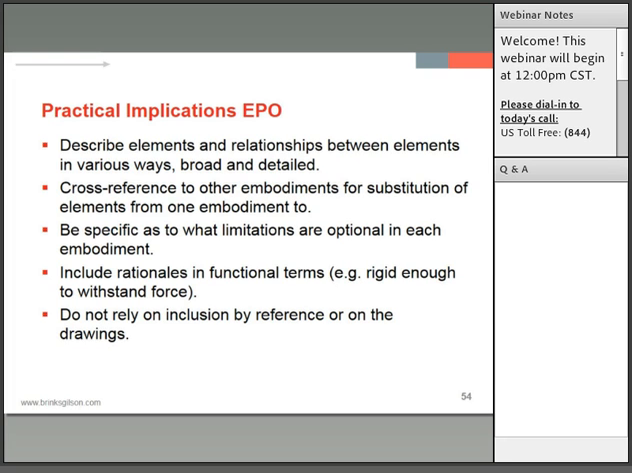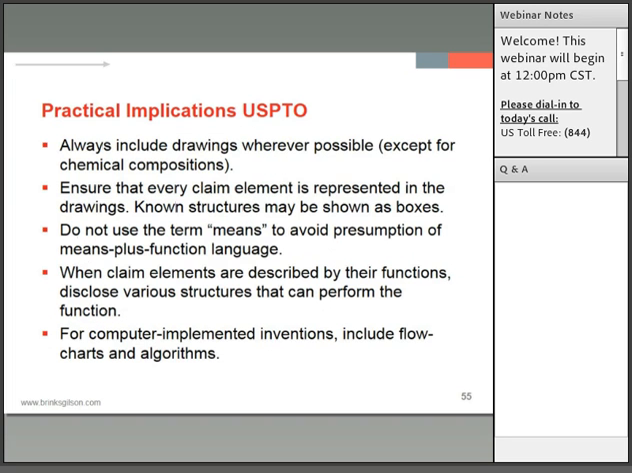If the person of skill would look at the application and see a whole system as a cluster that belongs together. And also the other application may not have been written following these rules and certain features are not disclosed as optional. And then suddenly, if you rely on an older application, you may end up with really, really narrow claims.